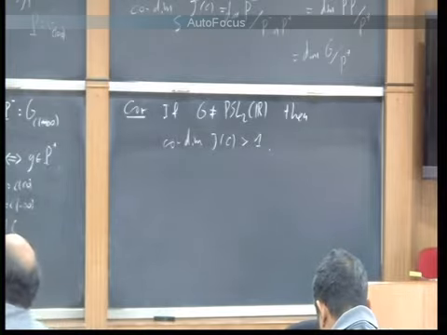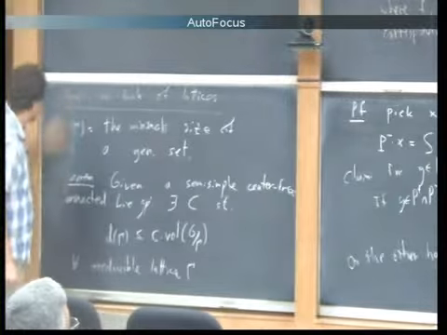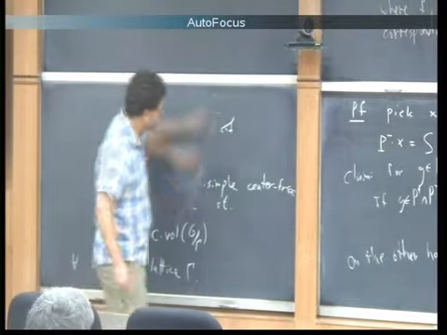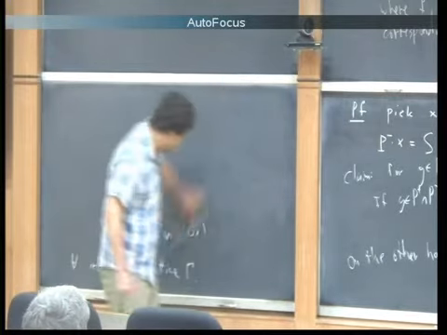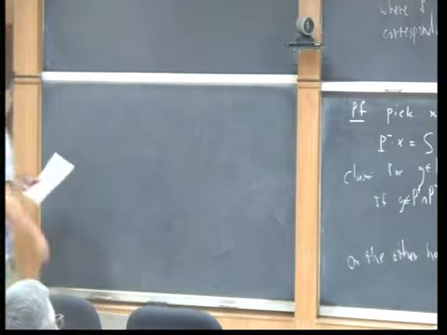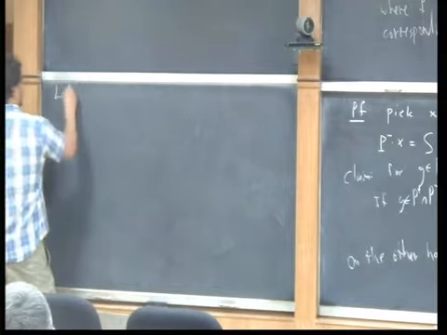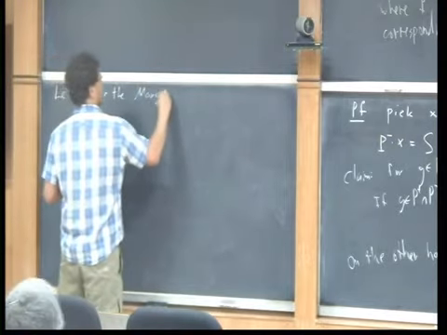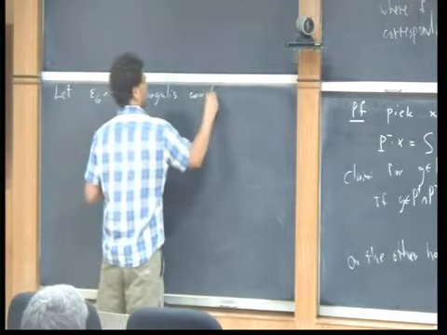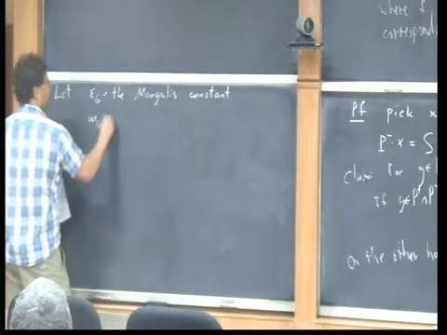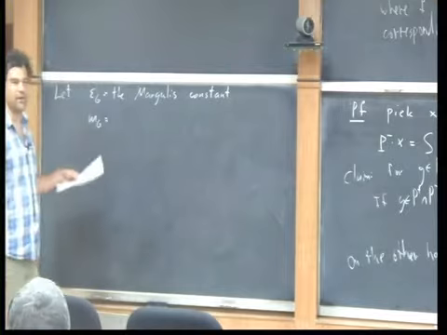As I said, the proof of this theorem is, on the one hand, much simpler than the theorem of the homotopy. We need to be much less careful. But still, I want to do it precisely, so let epsilon_G be the Margulis constant from the Margulis lemma. M_G is the Margulis index.